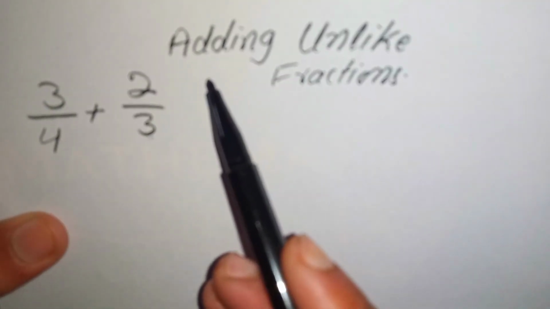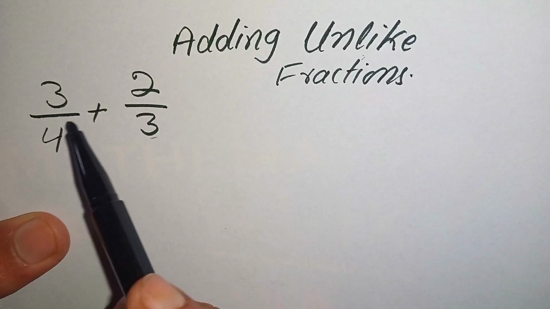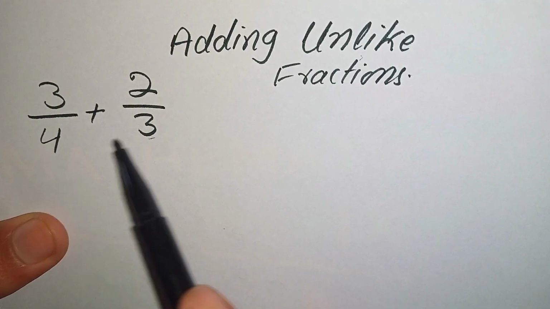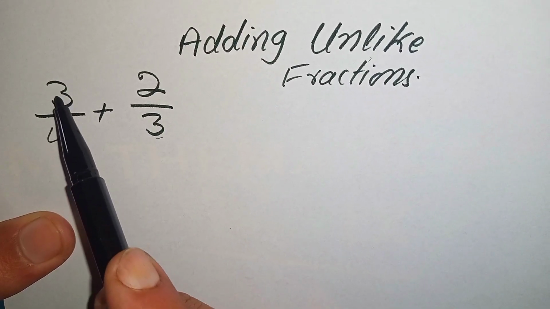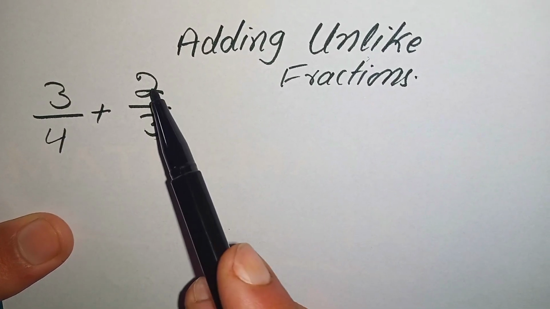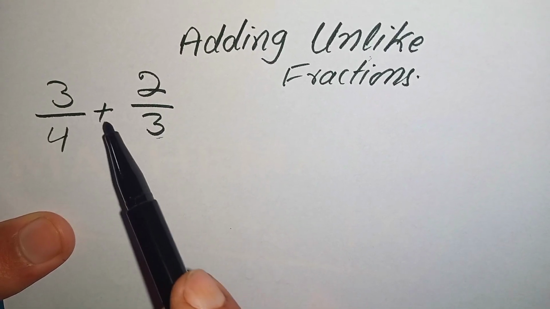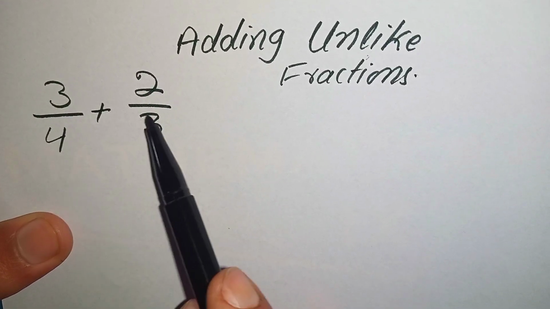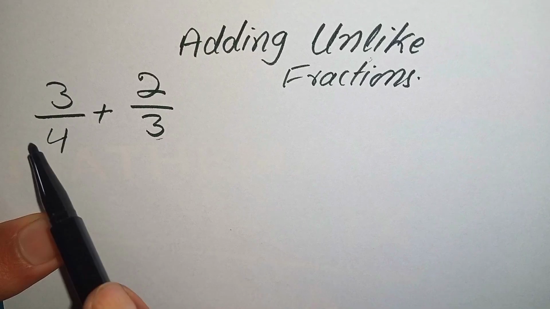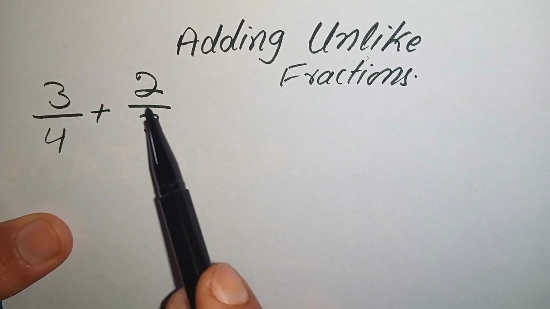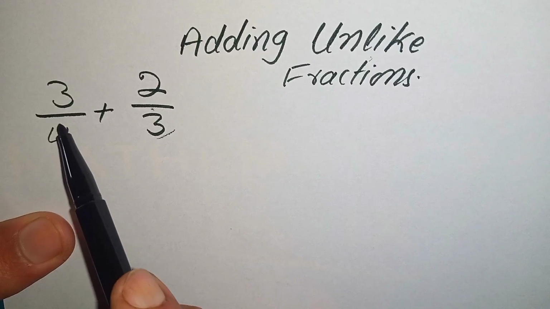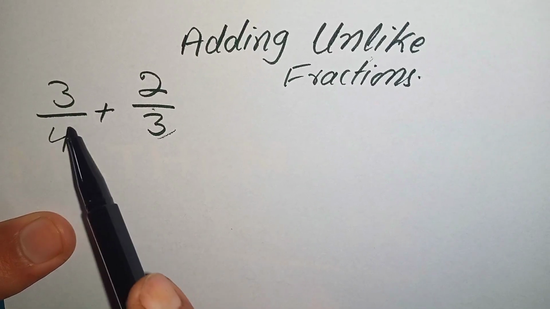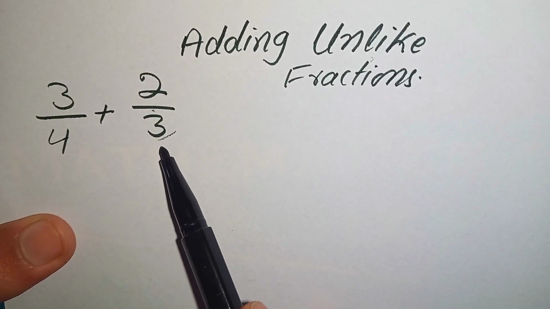In this video, we are adding unlike fractions, meaning those fractions which have different denominators. So here we see this fraction as 3 over 4 and this fraction as 2 over 3, and we are adding both of the fractions. But here is the problem: both of the fractions have different denominators. So to add these fractions, they must have the same denominator.